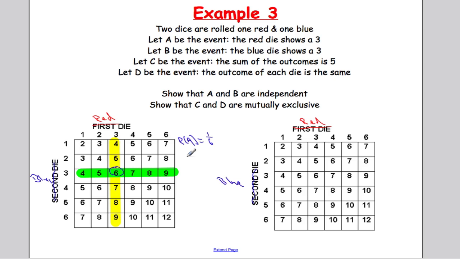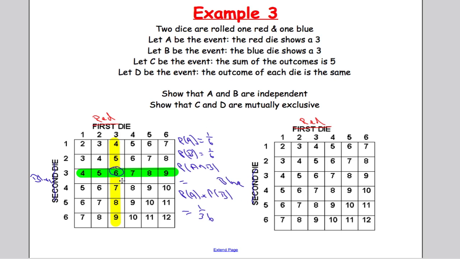1 out of 6. The probability of B is also 1 out of 6. If they're independent, that means the probability of A intersection B must equal the probability of A multiplied by the probability of B. That would give us 1/6 times 1/6, which is 1/36. So if we look at it, A and B are independent.